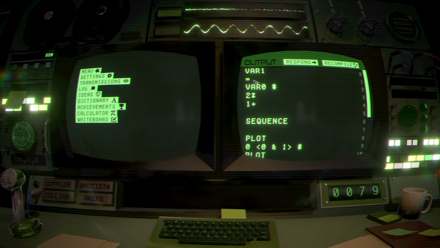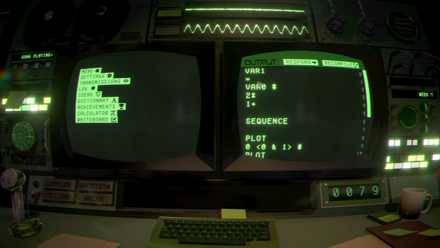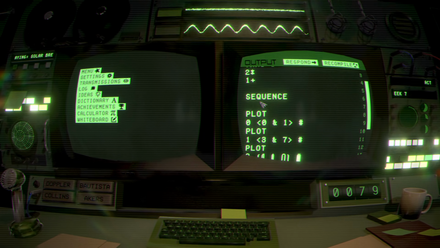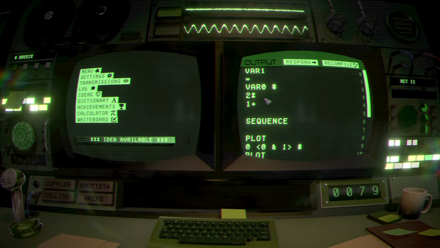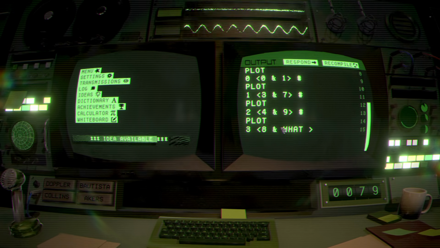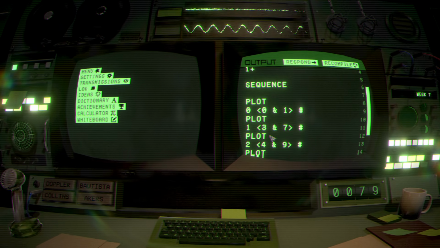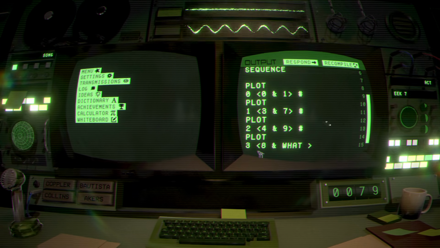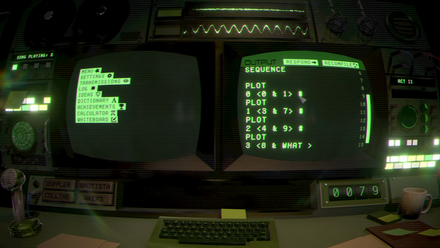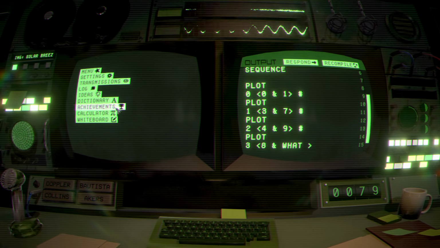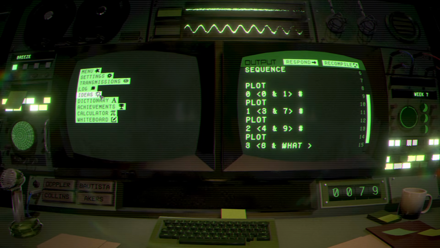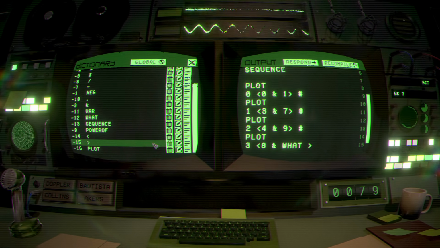Okay, so variable 1 equals variable 0 times 2 plus 1. What's 3 times 2? It's 6 plus 1 is 7. Yeah. See, this formatting is so much better. And you know what? The parentheses are right on the money, I think. Maybe we should just change these parentheses.